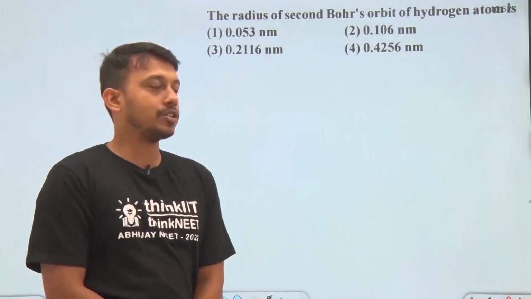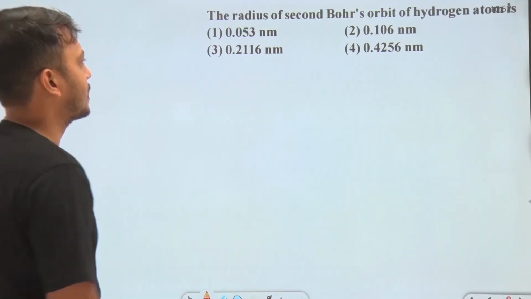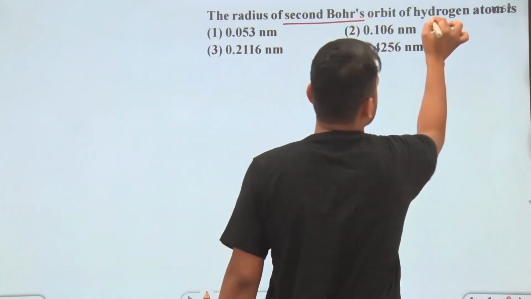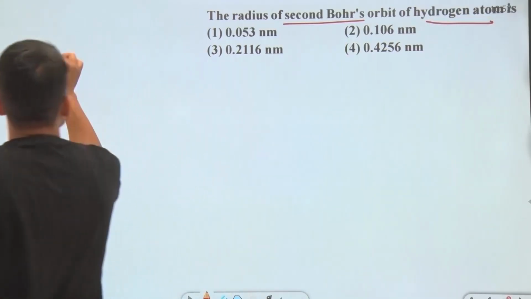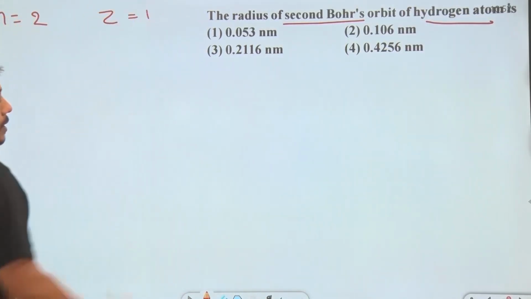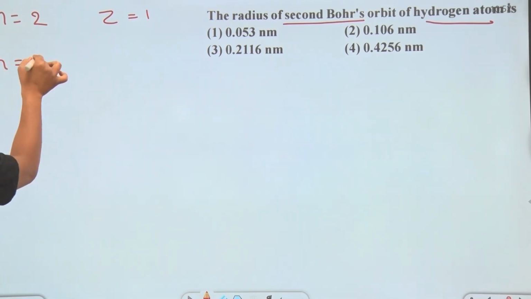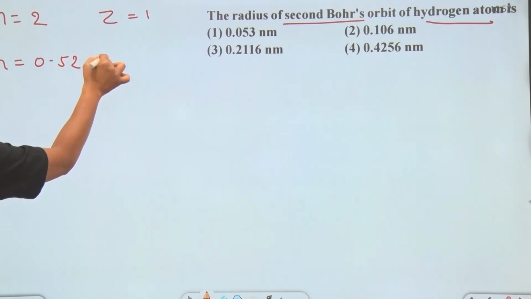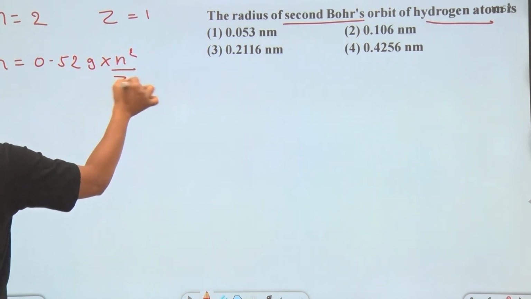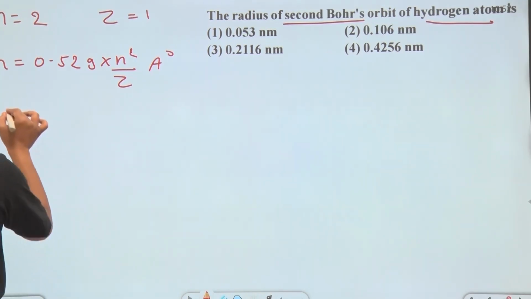So students, the next question is from atomic structure. The question is the radius of the second Bohr's orbit of hydrogen atom. Here the energy shell number is second and atomic number is 1 because it is a hydrogen atom. Now the radius formula is 0.529 into n square by z angstrom. So it is in the unit of angstrom.